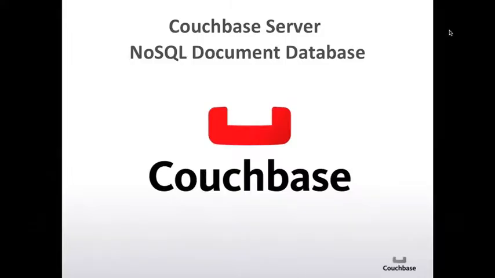So I'd like to introduce you to Couchbase Server first. Couchbase Server is a NoSQL document database for interactive applications. This means that the database has no fixed schema and data is stored in the form of JSON documents. Couchbase Server is an open source product and is licensed under the Apache 2.0 licensing model. It supports both key value and document use cases.